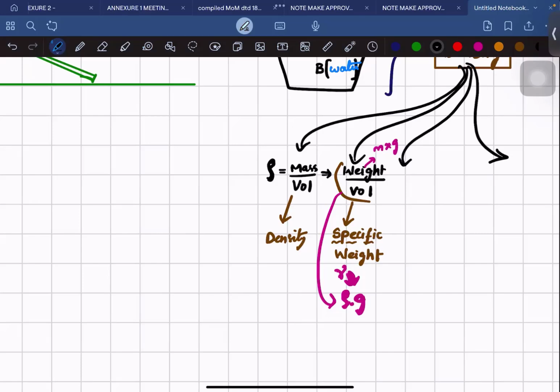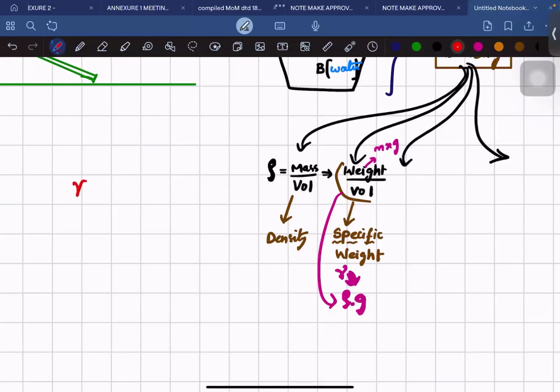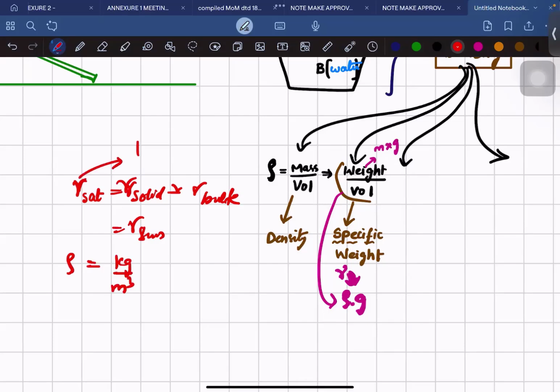It might be different, I'm sure, because even in soil mechanics the same idea applies. There you will have gamma, and gamma will be of different types in soil: gamma saturated, gamma solid, gamma bulk, gamma submerged, etc. There it is gamma only. If we take rho, we have to take the units kg per m cube, and if it is gamma, it will be in kilonewton per m cube, or kips or ksi, and so on.